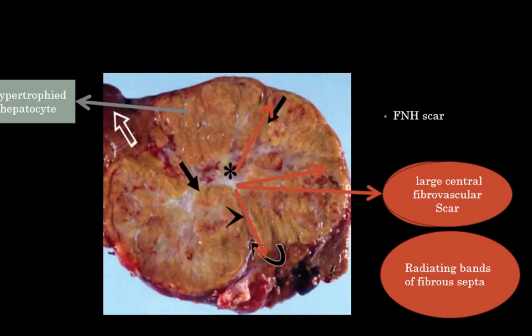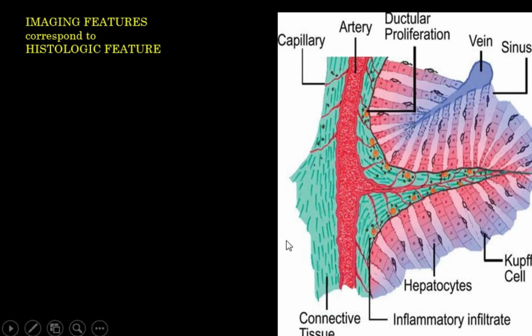This is gross pathology. This is the lesion, and this is the central scar. You see the vessels through the septa radiating toward the periphery. This again is histology. This is the central artery having branches toward the periphery. These are the hepatocytes. These are bile ducts. These are Kupffer cells. Kupffer cells are not present in adenoma, and bile ducts are also not present in adenoma. That's another way to differentiate between them.